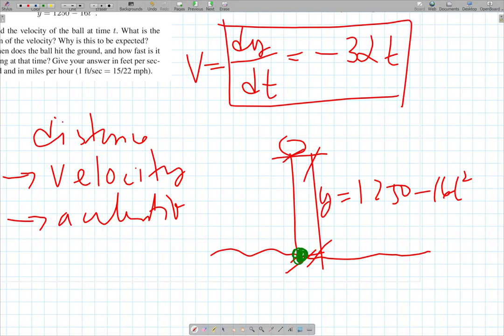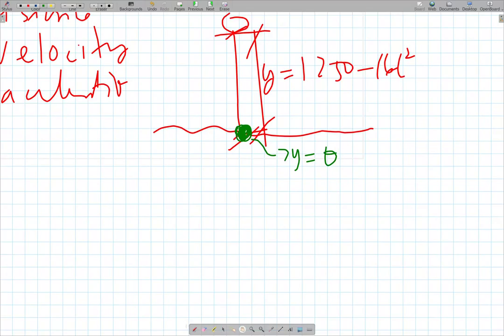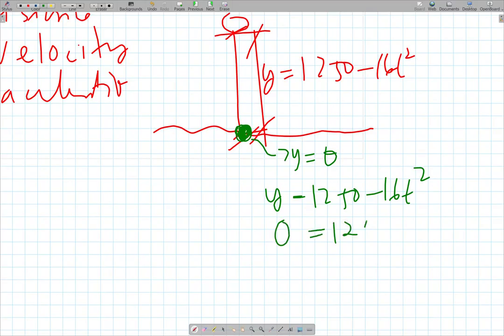He's asking for time t. So, at this point, our y is 0. What is our t? Diba? So, substitute lang natin sa equation ng height, which is y equals 1250 minus 16t squared. Your y is 0 equals 1250 minus 16t squared. What is our t? Using your calculator.